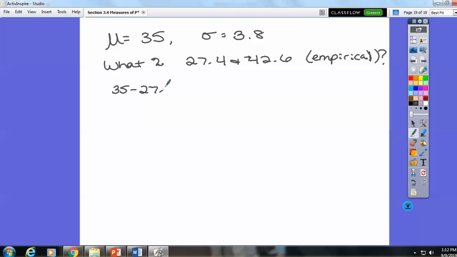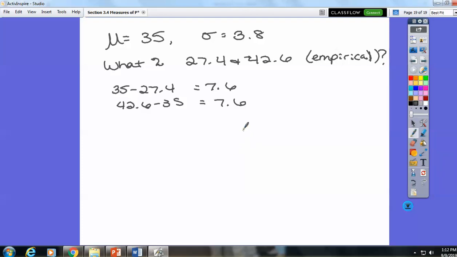So you would have to do 35 minus your 27.4, and 42.6 minus your 35. You're just trying to find distance from the mean. And both times I get 7.6.